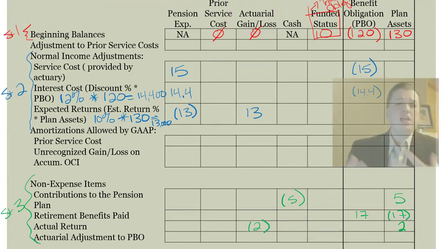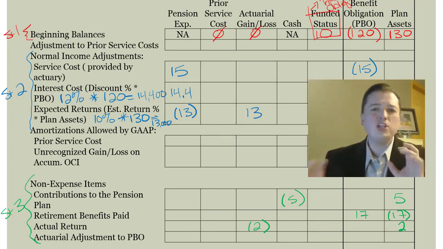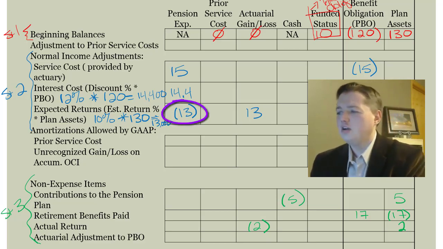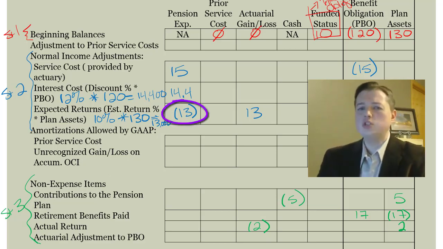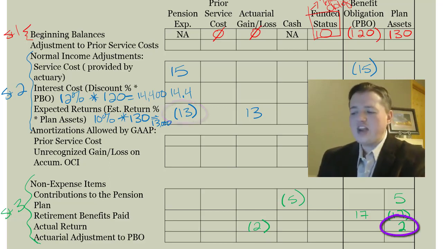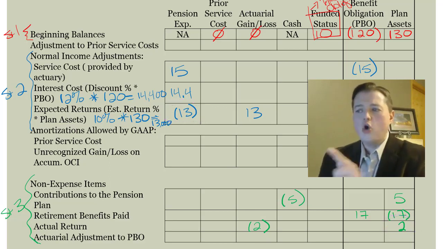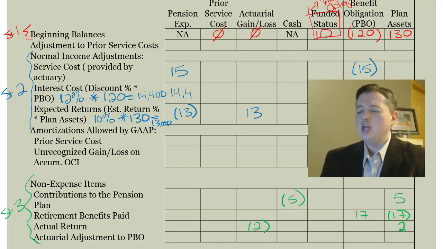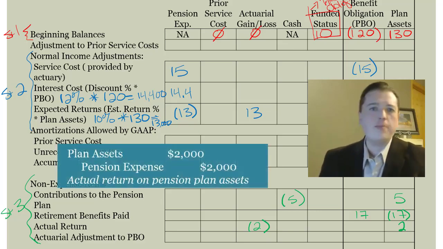Now, if you're like me and you look at these numbers, something just jumped out at you and went, wait, this makes absolutely no sense. Why up here did I use an expected return when down here I have an actual return? If I know the actual return, why not just use that? I could debit the plan assets and credit pension expense and be done.